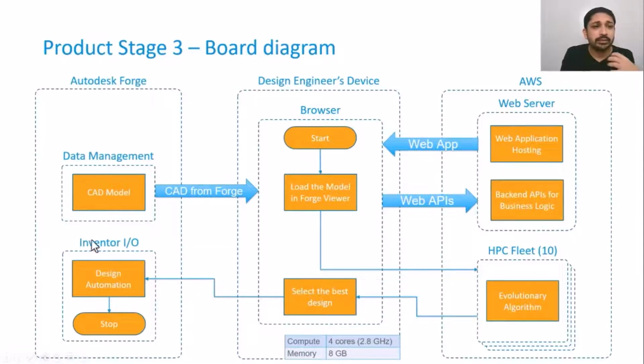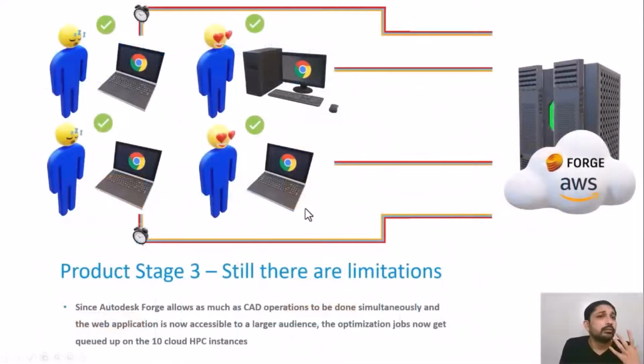So once Inventor has automatically created these assembly designs and all, that file can be pulled down to the browser and viewed by the design engineer. So this is how the whole cycle of the process goes through. Okay, so what happens to the employees then?